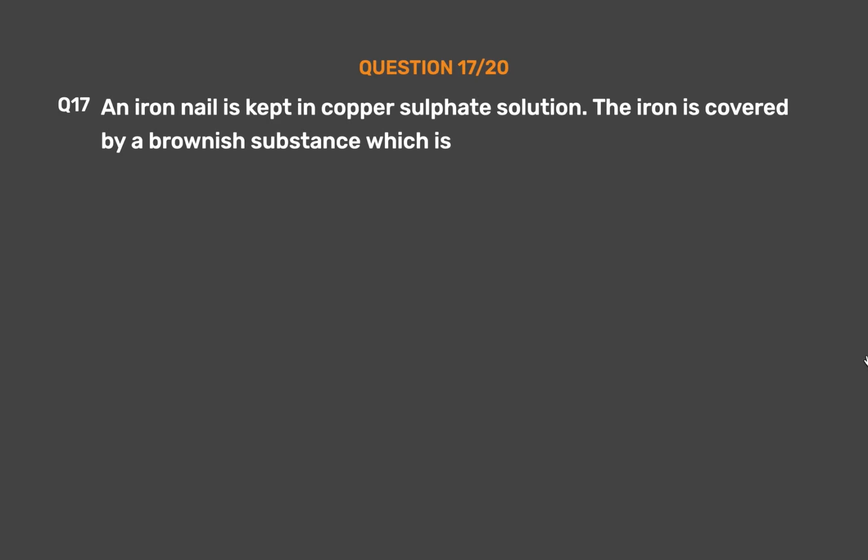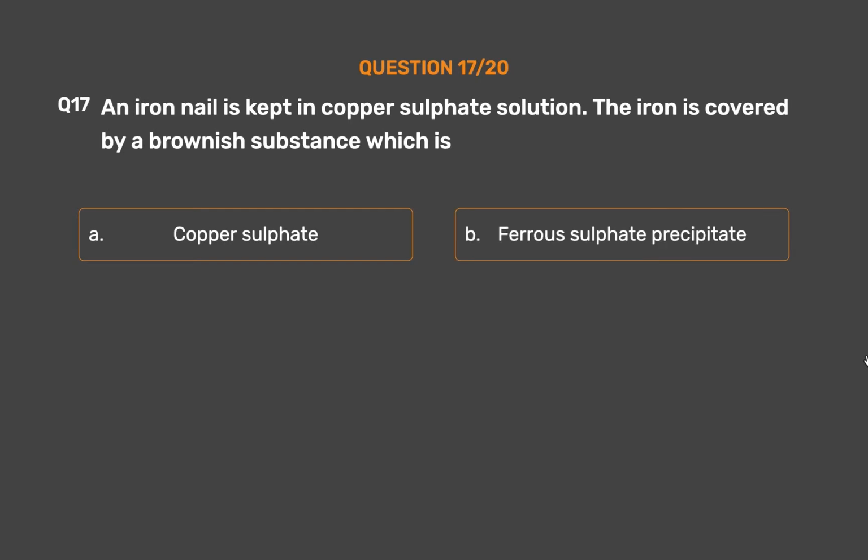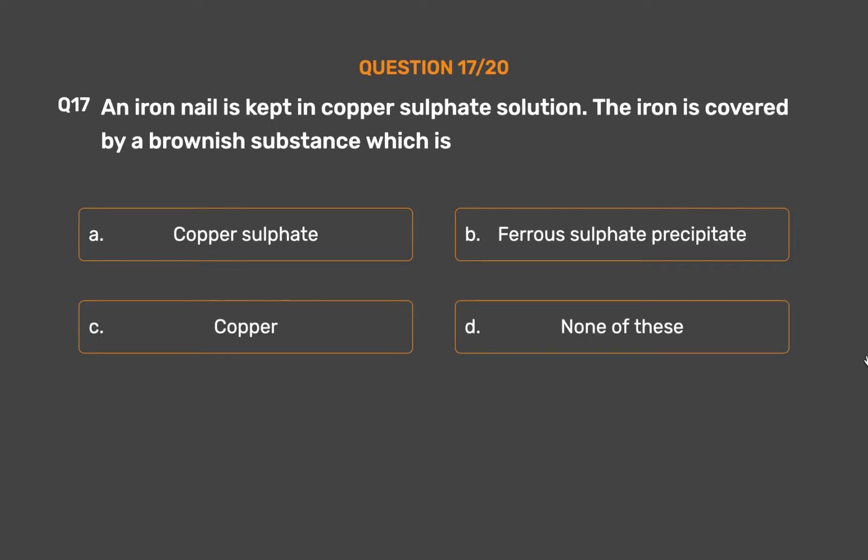The iron is covered by a brownish substance which is option A, copper sulphate. Option B, ferrous sulphate precipitate. Option C, copper. Option D, none of these. The correct answer is option B, ferrous sulphate precipitate.